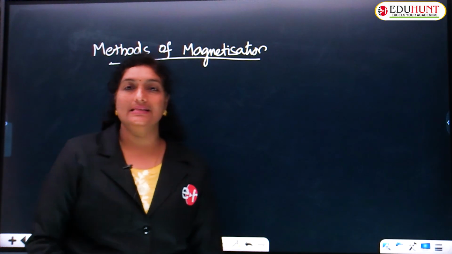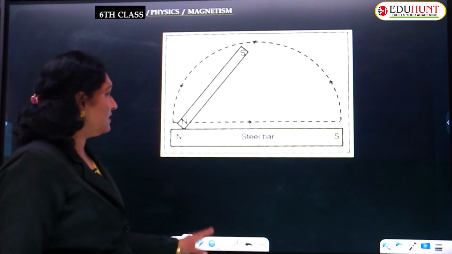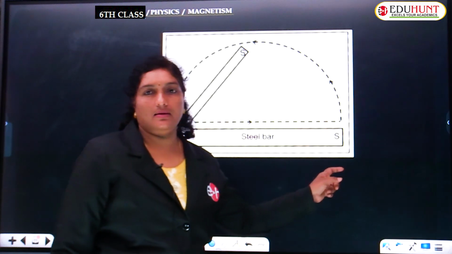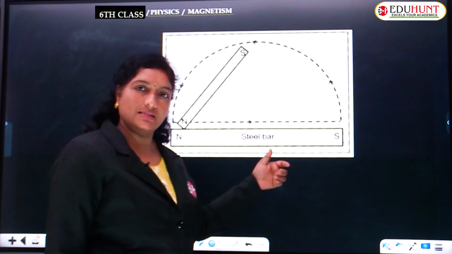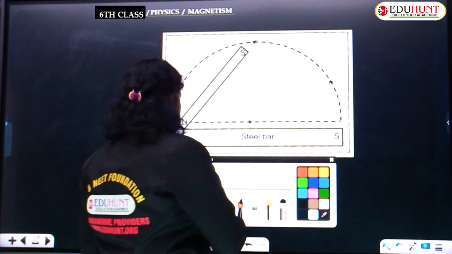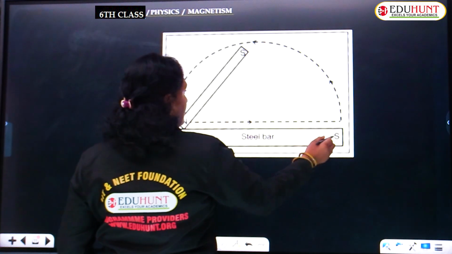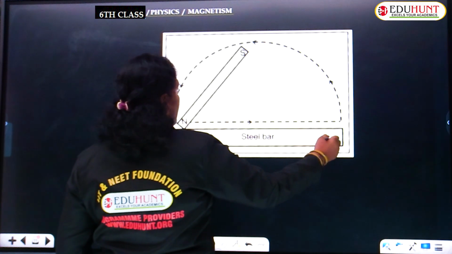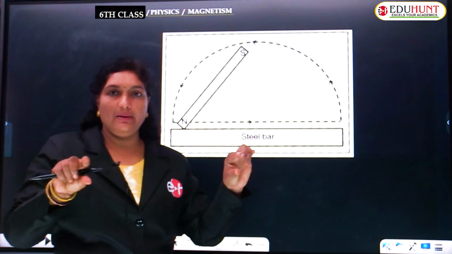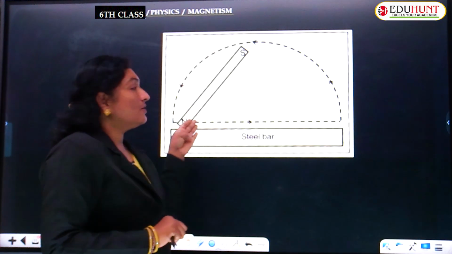First one is the single touch method. So what is a single touch method, children? Suppose you were given an iron bar or a steel bar, let us only consider a steel bar. Whenever a steel bar is given, take a bar magnet. So first of all, consider only a steel bar, and also a bar magnet.